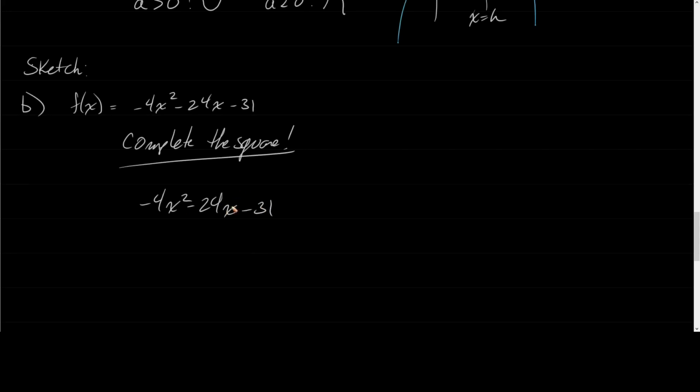And so that we can put it into that vertex format. Now, the very first thing I want to do when I complete the square is I want to have my leading coefficient be 1. Right now it's negative 4, so we're going to factor out a negative 4. And I'm only going to factor it out of these first two, all right? So we have there is x squared plus 6x, and then minus 31.